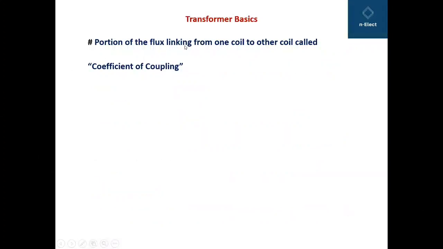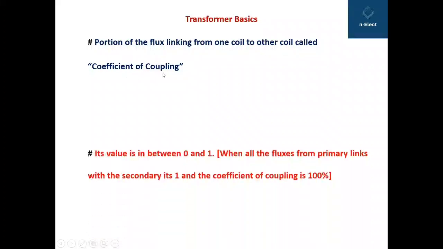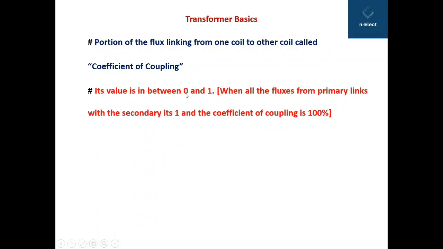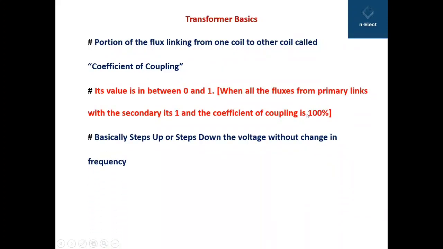The portion of the flux linking from one coil to the other coil is called the coefficient of coupling, and its value is always between 0 and 1. When all the flux from the primary links with the secondary, the coefficient of coupling is said to be 1, that is maximum, and it is mentioned in percentage as 100%. Basically, transformers step up or step down the voltage without change in frequency, and they are operated only with AC or pulsating DC, but not with pure DC.